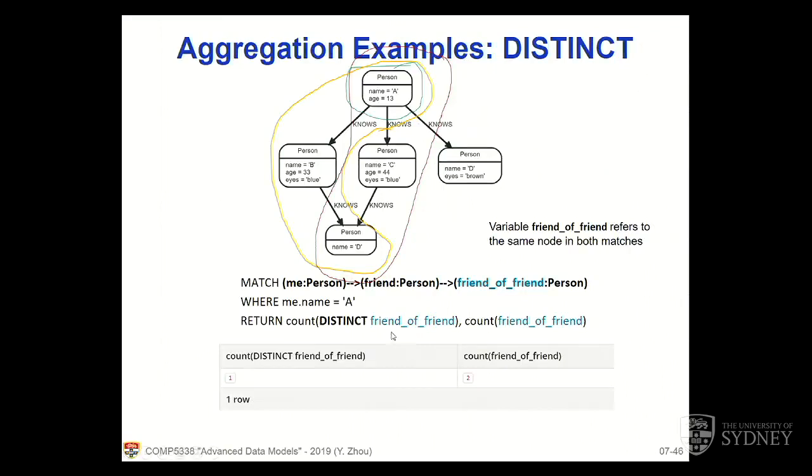So if we run something like this, the distinct count will give you 1, so just one distinct friend. But if we don't care about distinct, it returns 2, because here we find 2 matches. But if we don't want to count duplicates and you use distinct, it will say actually only 1.